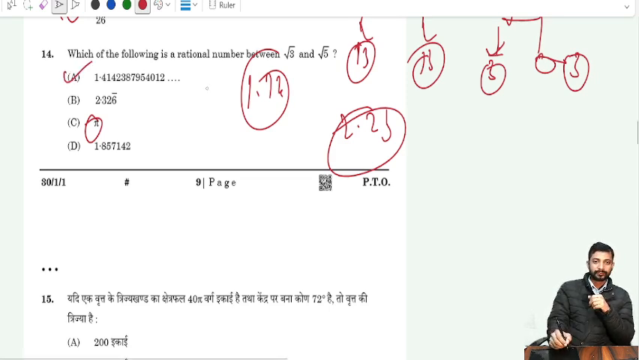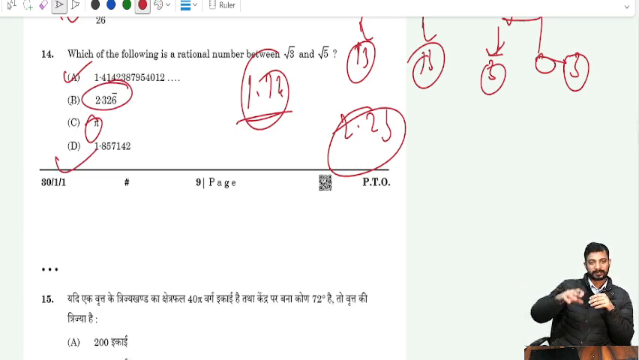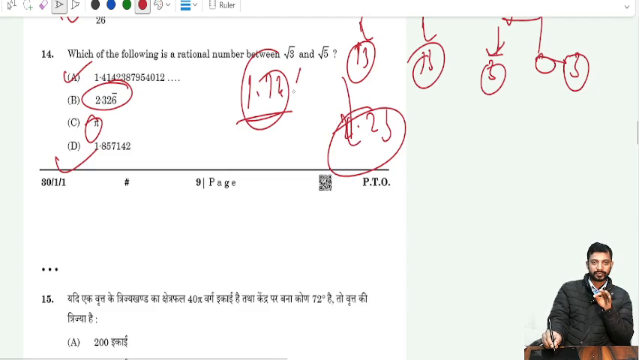Is it 1.41? No, because 1.41 is less than 1.73. So the correct answer is 1.85, because this is greater than root 3 and lower than root 5. It lies above the smallest and below the largest number. The largest number is root 5, which is 2.23, and the smallest is root 3, which is 1.73.